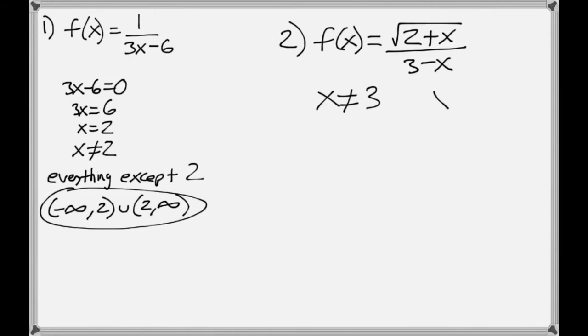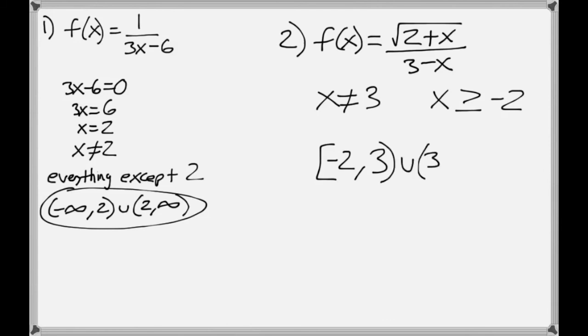So x is going to have to be greater than or equal to negative 2. So it can be equal to negative 2. It can be greater than negative 2. But it cannot be less than that. So my interval would be starting at negative 2 and working my way up to 3, excluding 3, but picking back up on the other side of 3 and going all the way to infinity.